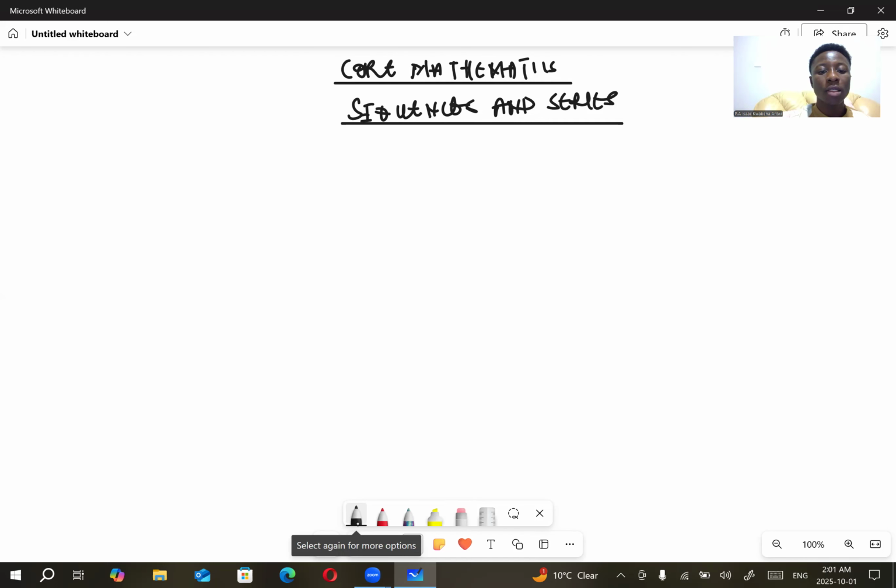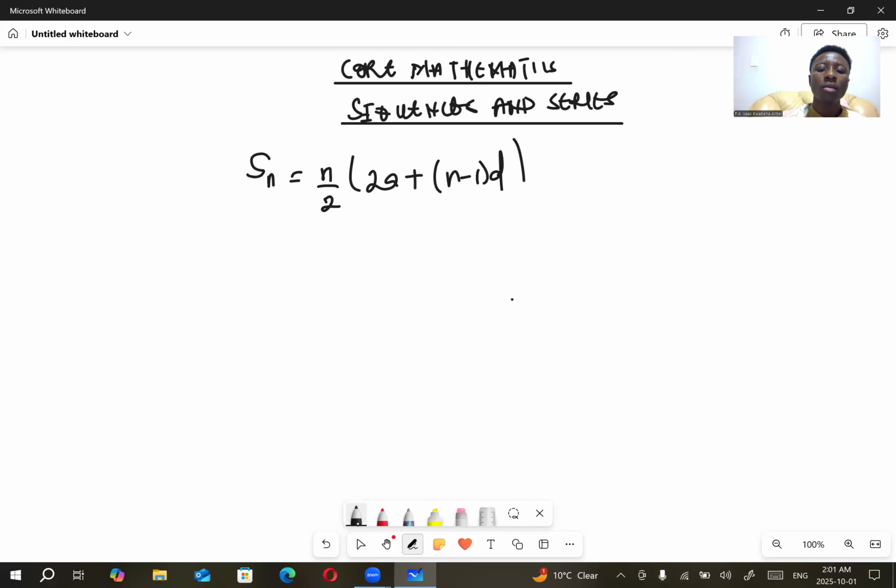In a previous lesson, I said to find the sum of the terms, Sn is equal to, what's the formula? A plus, A plus n minus 1 b. No, that's not it. That's to find the nth term. I told you it's n over 2 into bracket 2a plus bracket n minus 1 d. Am I correct? Yes, sir.